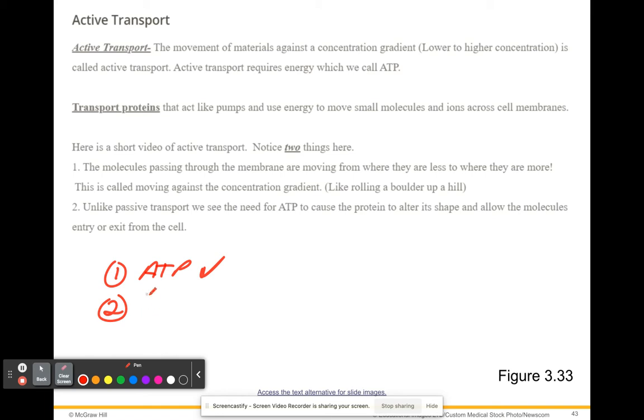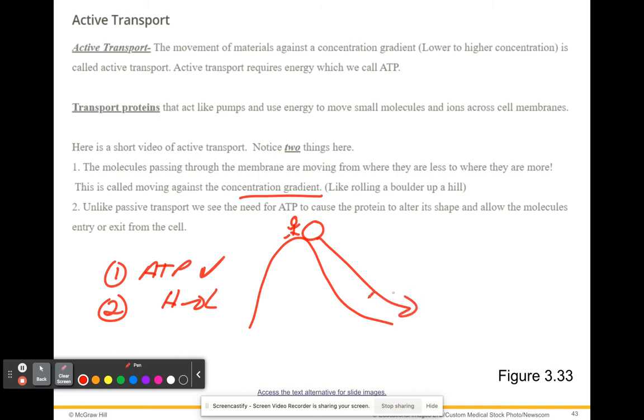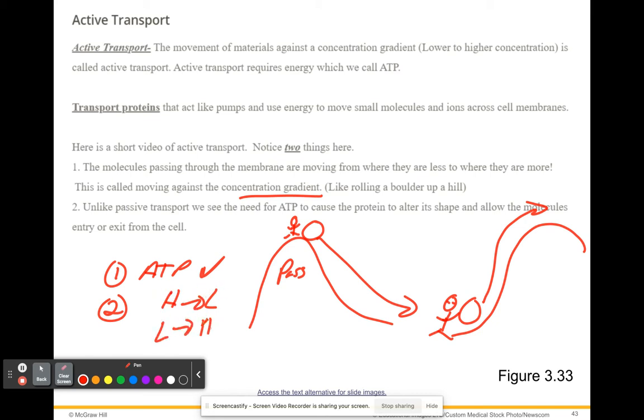The concentration gradient normally would be high to low. If you think of a hill, if there's a boulder on a hill and you want to push the boulder down, the boulder goes very easily down the hill. You don't need energy, so this would be passive. But if it was active transport and you start at the bottom of the hill and you need to push the boulder up, it requires a lot of energy. So you're not going from high to low in active transport. You're actually going from low to high concentration, and that's why we need energy.